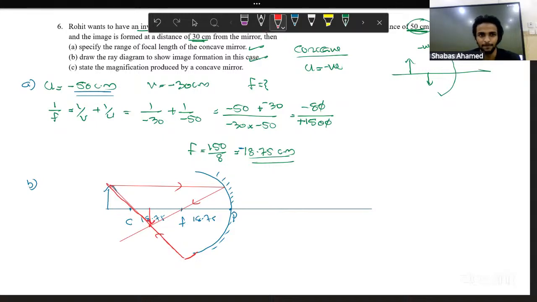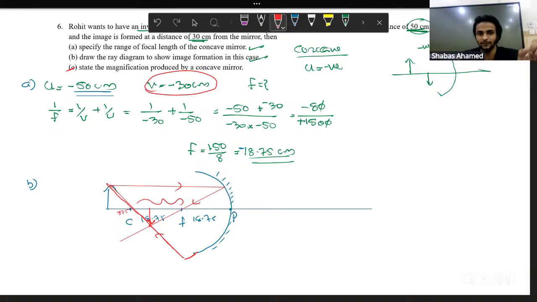Okay, understood. So the image formed here, you see, V is in between this 37.5 and this 18.75. So we can say definitely this is correct. This is correct because V is minus 30, that is in between C and F. We got it correct. Clear. State the magnification produced by the mirror in this case.